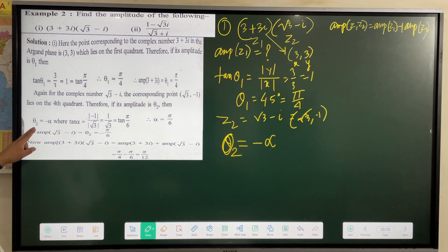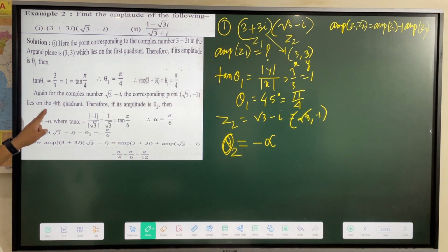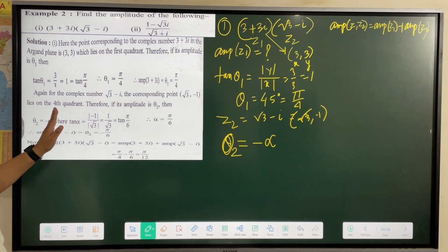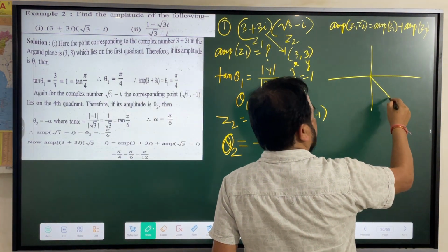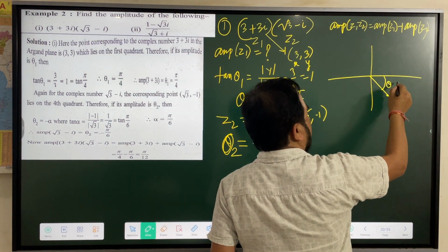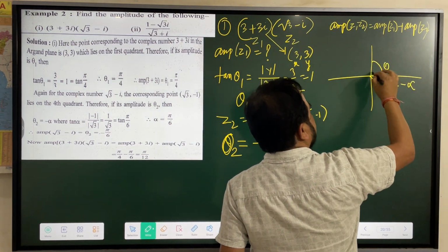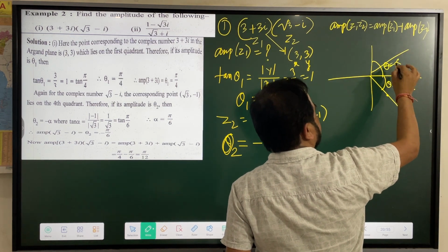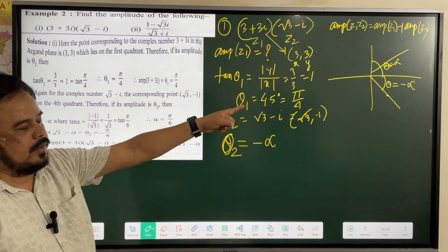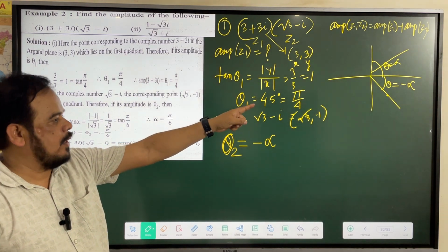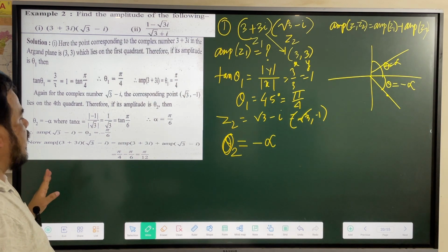So here again, for the complex number root 3, the corresponding point lies in the fourth quadrant. Sorry, fourth quadrant. Here, theta and alpha are the same, but minus. Here, this is the point, theta and alpha both are the same, both positive. Here minus. This is what is written. Fourth quadrant. I hope you remember fourth quadrant. So theta is equal to minus alpha.